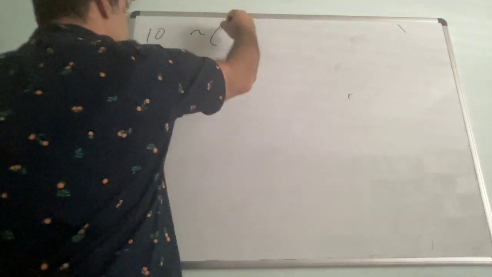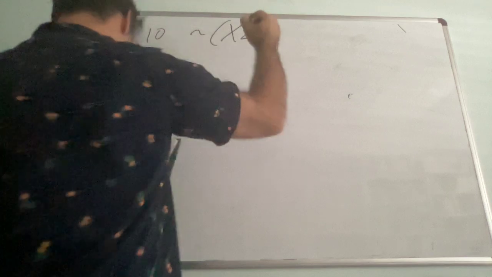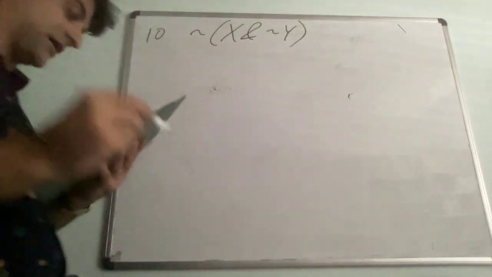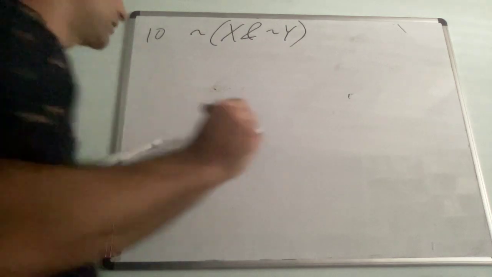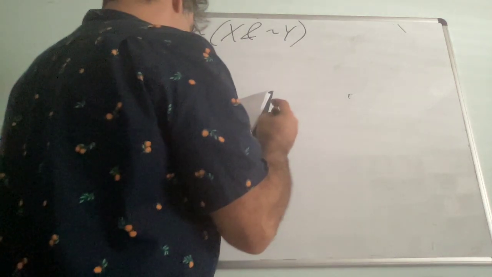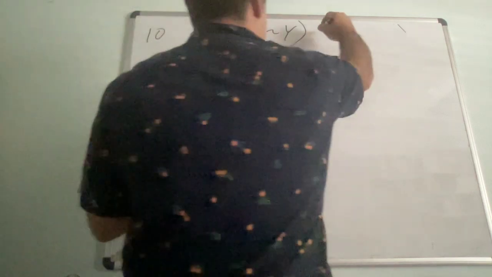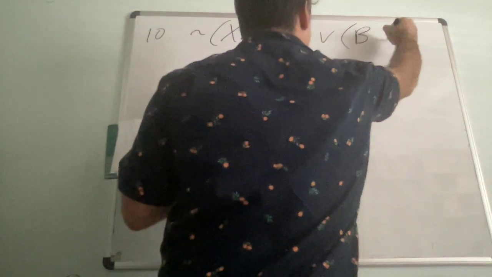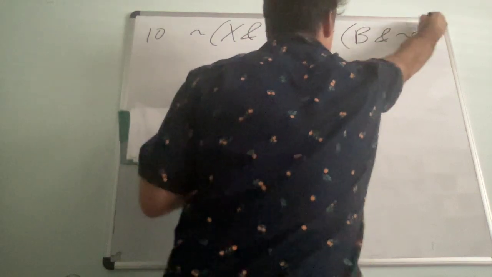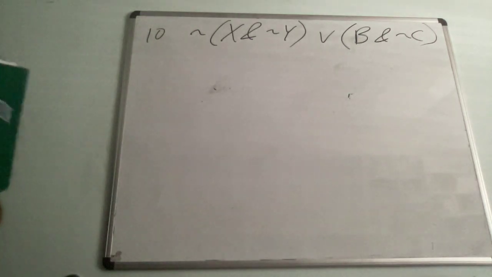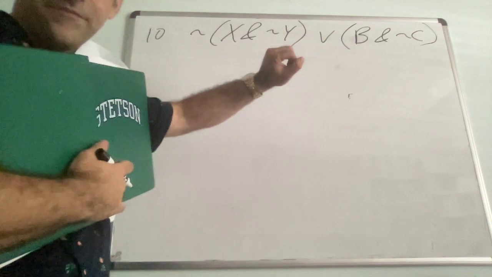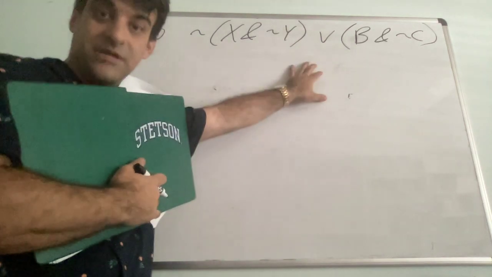All right. Number 10 says, not parentheses x and not y, or parentheses b and not c. Okay, a lot of negations here. So we've got 1, 2, 3 negations here, and we have to deal with them. We've got 2 sets of parentheses, again with the or in the middle. Okay? Main connector is going to be the same.